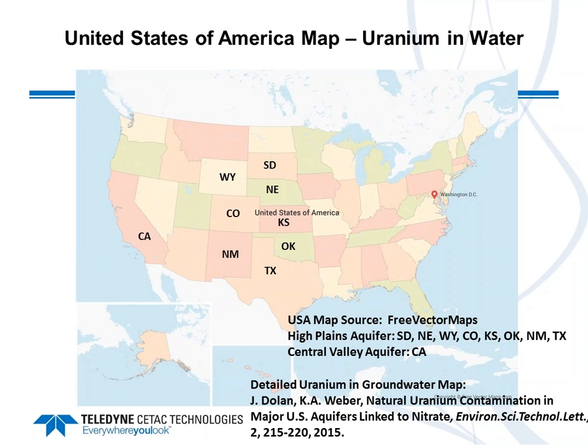There's a detailed uranium and groundwater map and a very recent reference from Environmental Science Technology Letters. I did put in the title of this. It says Natural Uranium Contamination in Major U.S. Aquifers Linked to Nitrate. That paper, and I won't get into the specifics, links the prevalence of nitrate, particularly from fertilizers, and how the presence of the nitrate can increase uranium mobility in waters.